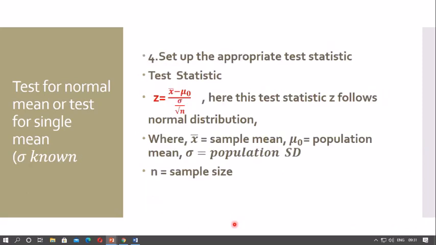Now our next procedure is to set up an appropriate test statistic. Now a test statistic with regards to this particular test is given over here, and that is Z is equal to X bar minus mu naught divided by sigma by root n. Here the test statistic Z follows a normal distribution where X bar is the sample mean, mu naught the population mean, sigma the population standard deviation, and n is the sample size.